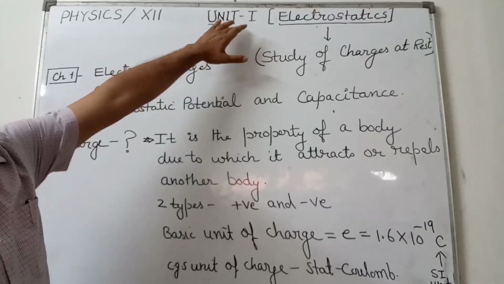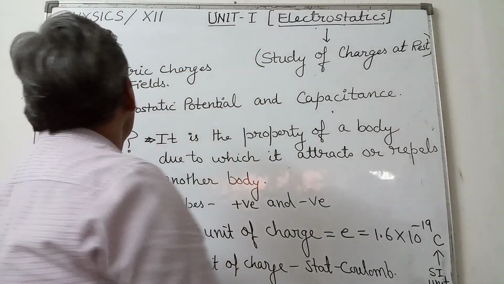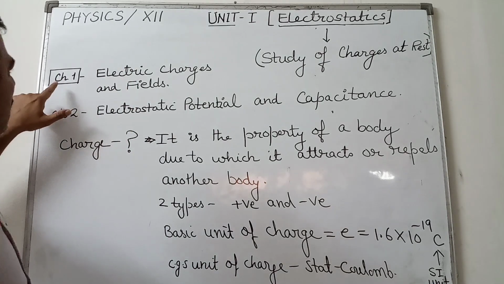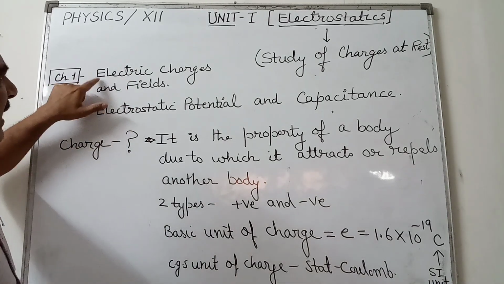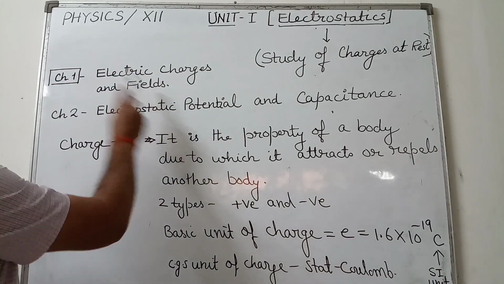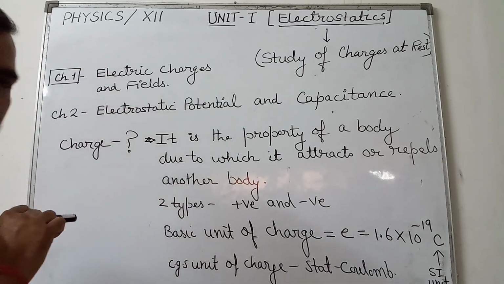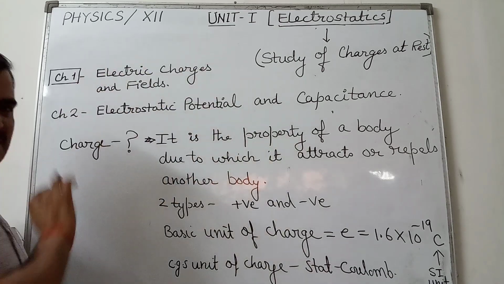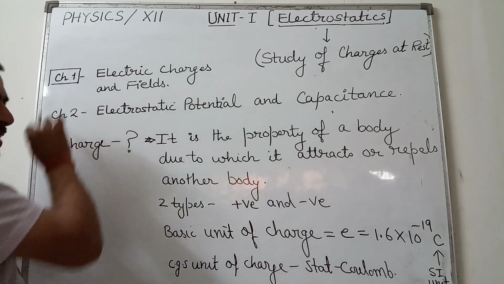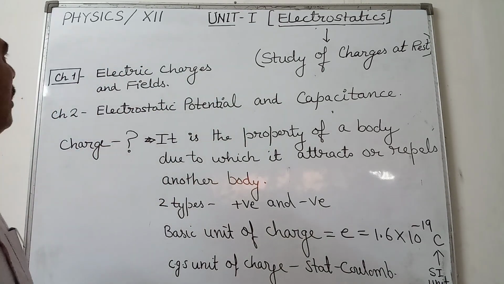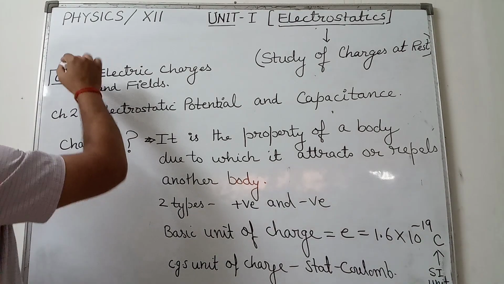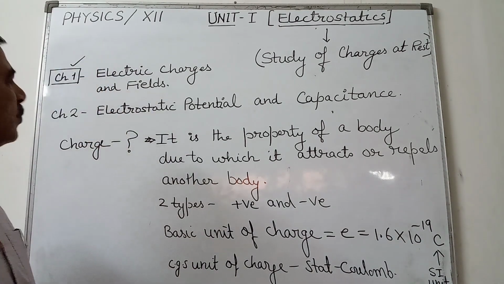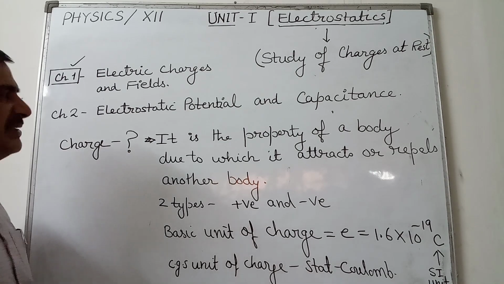This electrostatics is divided into two parts. First is electric charges and fields, which is chapter first of your NCERT book, and second is electrostatic potential and capacitance, which is chapter second in your NCERT book. We have to focus here on chapter first, which is about electric charges and fields.